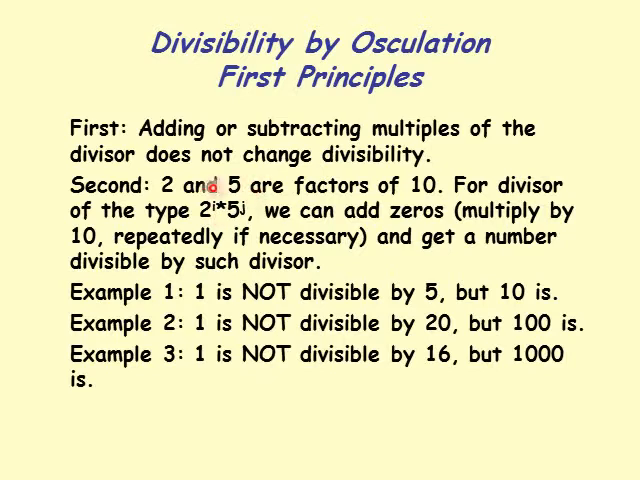So in these cases, when the divisor was of this type, multiples of 2's and multiples of 5's, number of 2's multiplied by number of 5's, if that's the type the divisor is, we can make that number divisible by such a divisor by adding zeros to the right, or by repeatedly multiplying that by 10.